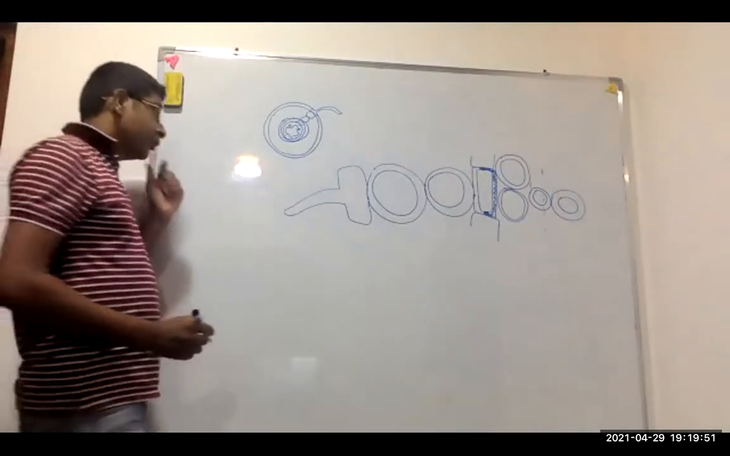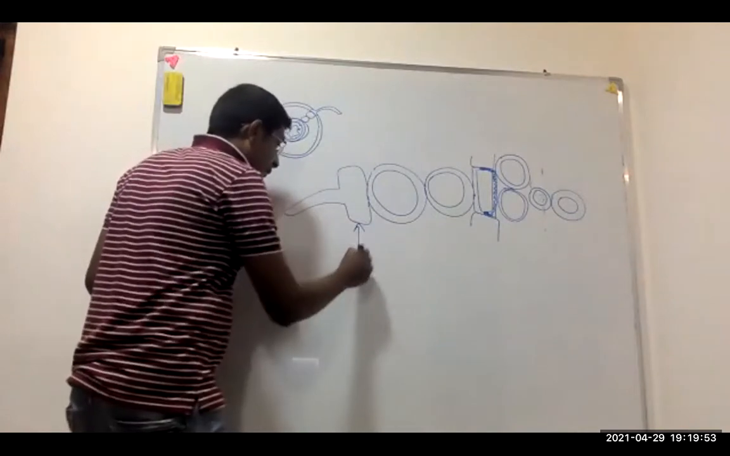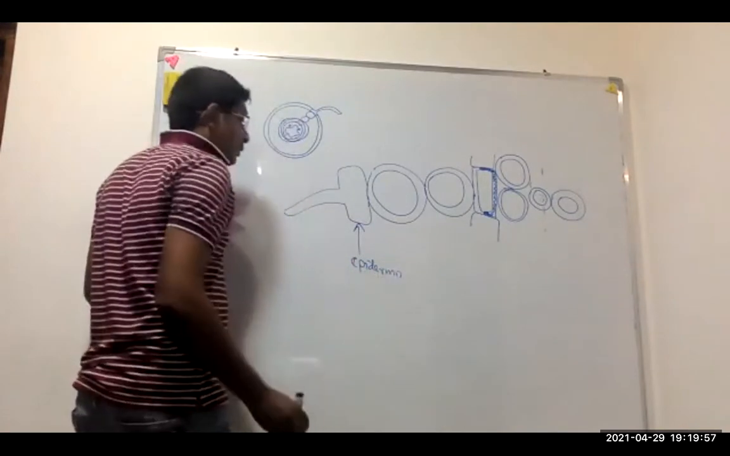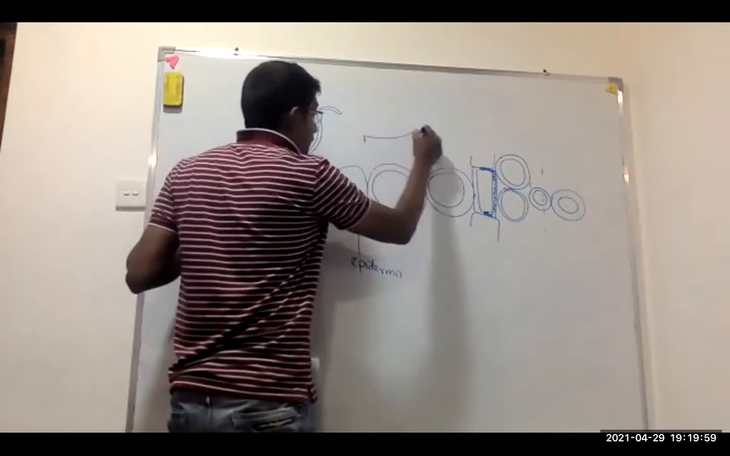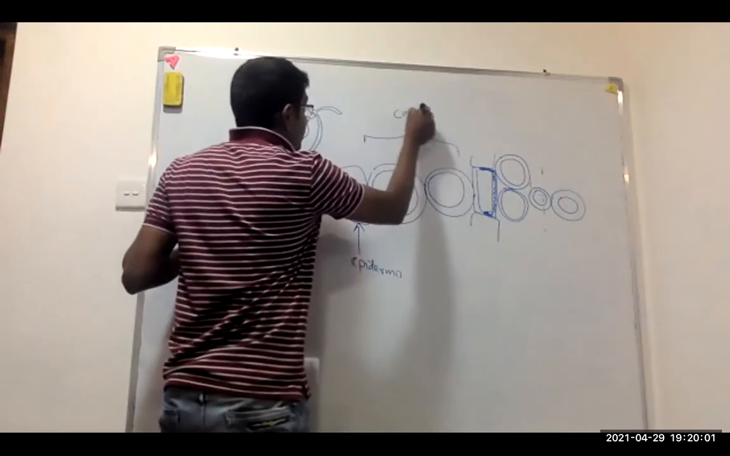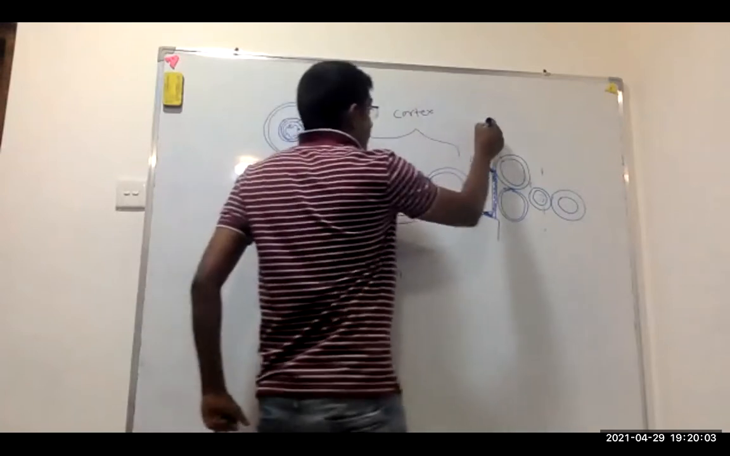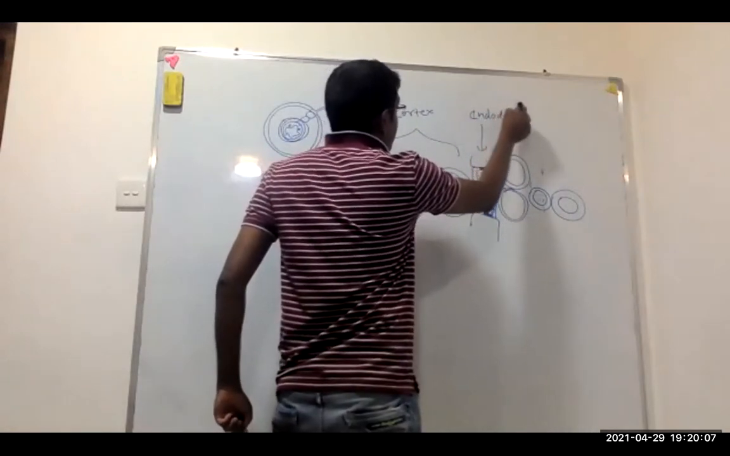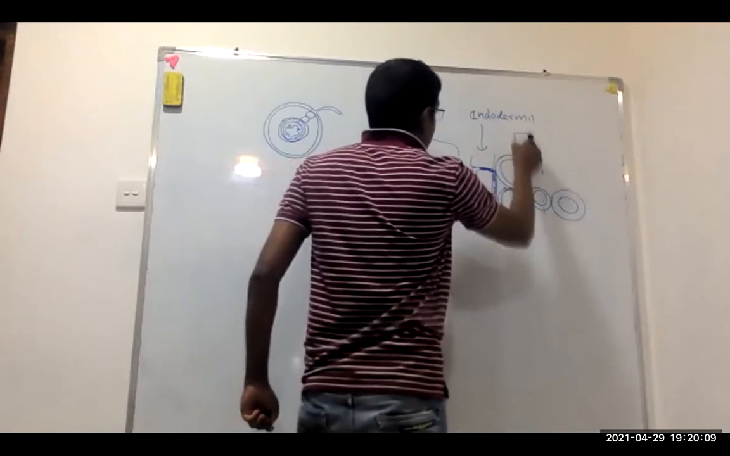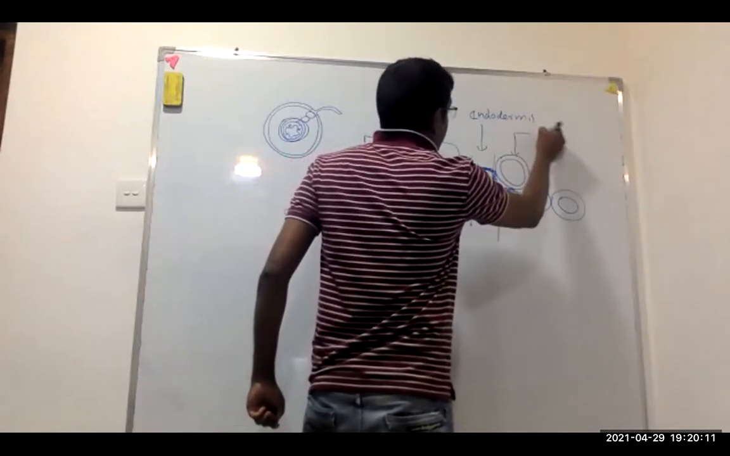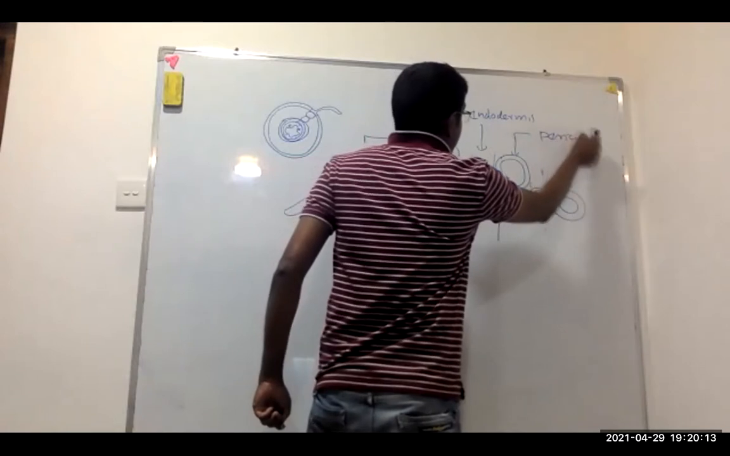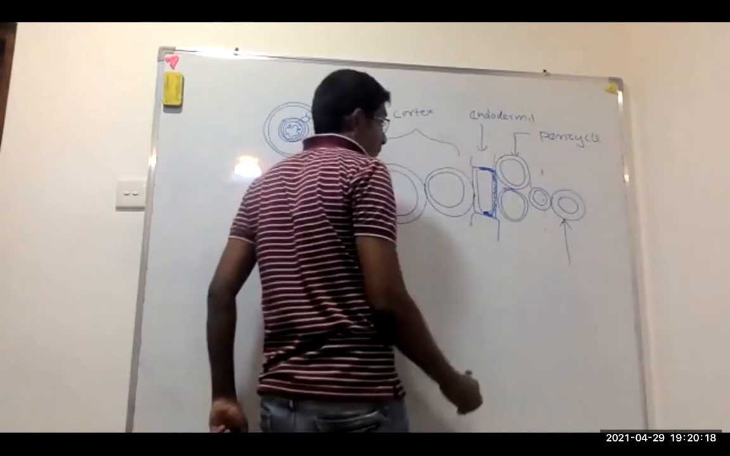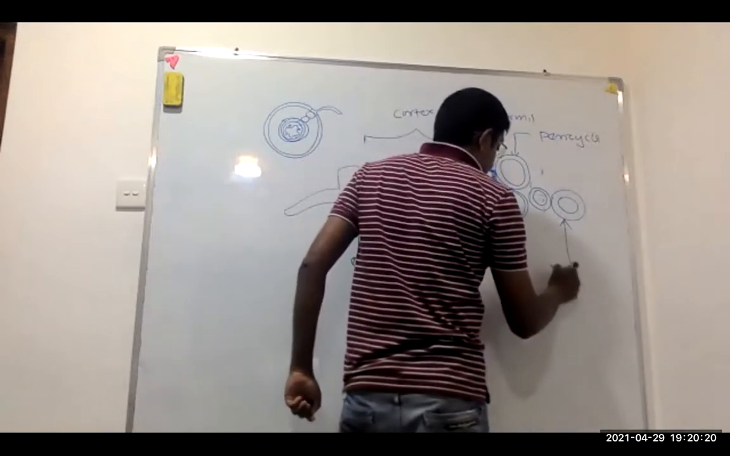Okay. Now here you can observe this is the epidermis. Epidermis. Here the cortex. This is endodermis. Pericycle. This is xylem.